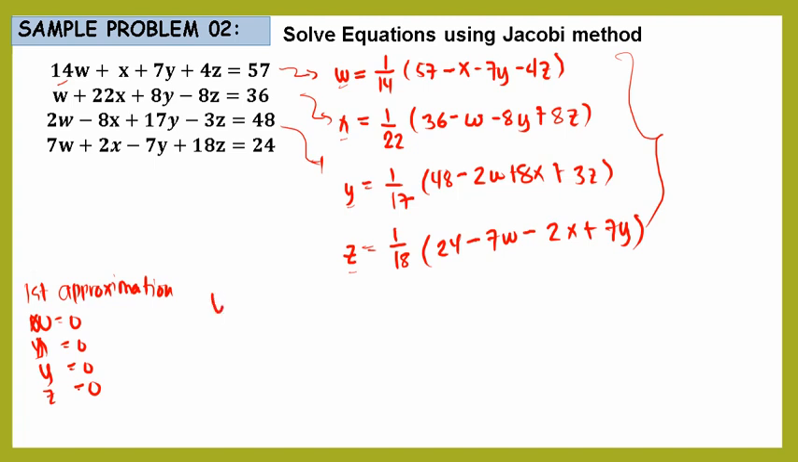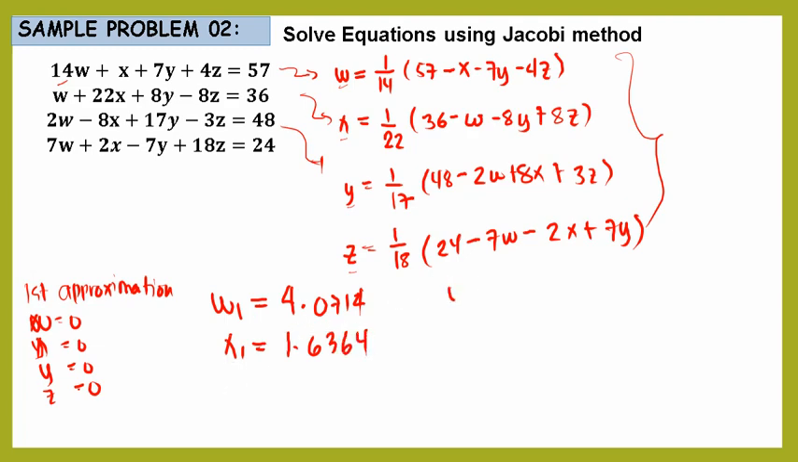So, yung first approximation natin, w1, that is equal to 1/14 of 57 minus x is equal to 0. Minus 7 times y, that is equal to 0. Minus 4 times z, that is 0, 0 pa rin. So, yung w1 natin dito is equal to 4.0714. So, kindly check if my calculation is correct. And then, yung x1 natin, ano yung magiging value ng x1 natin? So, i-substitute natin itong value ng w, x, y, and z dito sa ating equation sa x dito. So, pag sinubstitute nyo dyan, ang value natin for x1 is equal to 1.6364.